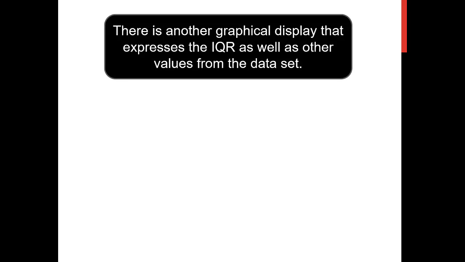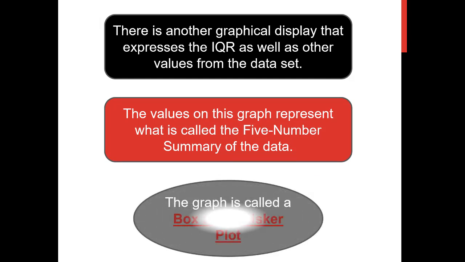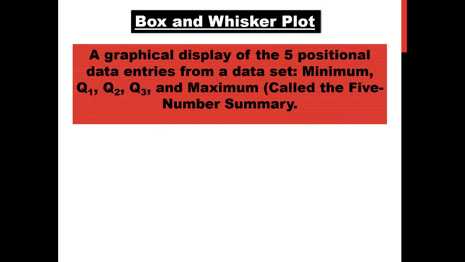Okay. So there's another graphical display that we want to talk about, and it expresses the IQR as well as other data values from the set. It's called the Box and Whisker plot. And the Box and Whisker plot represents the 5-number summary of the data. So what's a Box and Whisker plot? A Box and Whisker plot is a graphical display of the 5 positional data entries from a data set. The minimum, Q1, Q2, Q3, and the maximum. Those 5 numbers are called the 5-number summary.